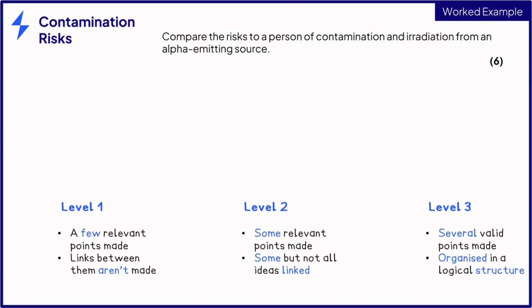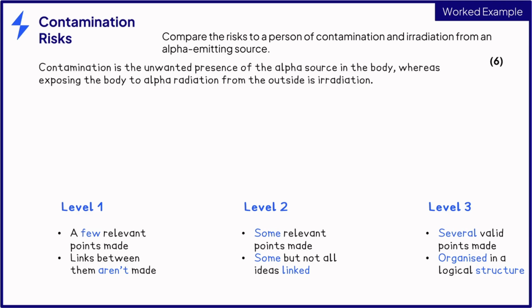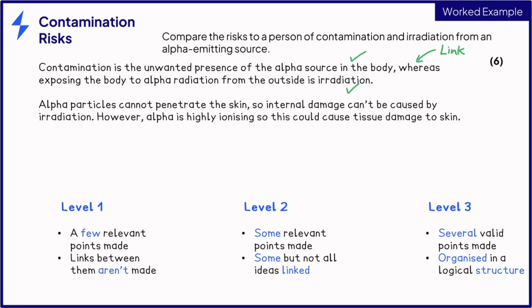Okay, for our answer, a good place to start would be to compare the definitions of contamination and irradiation. An examiner will notice 2 correct definitions and the use of whereas to link the 2. Next, it would be sensible to go into further detail about the dangers of irradiation. We mention alpha's penetrating power and refer explicitly to irradiation. This sentence evaluates both how alpha irradiation is not so dangerous externally, but how alpha's ionizing power still has risks associated. This linking statement pushes the answer closer to a level 3 already.